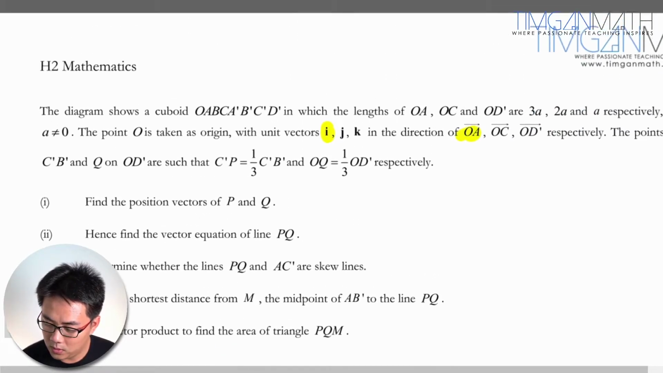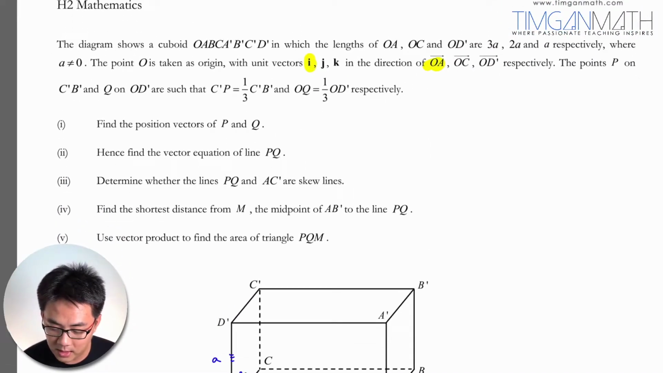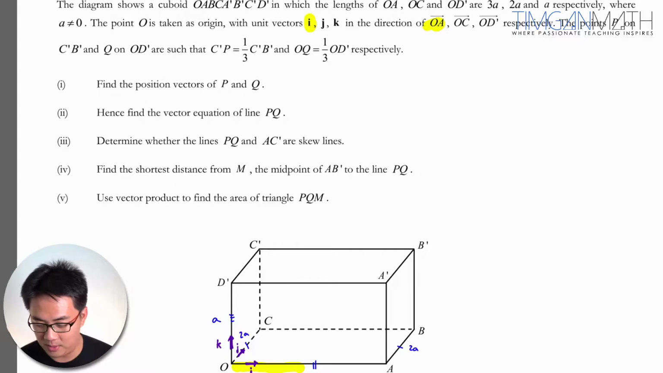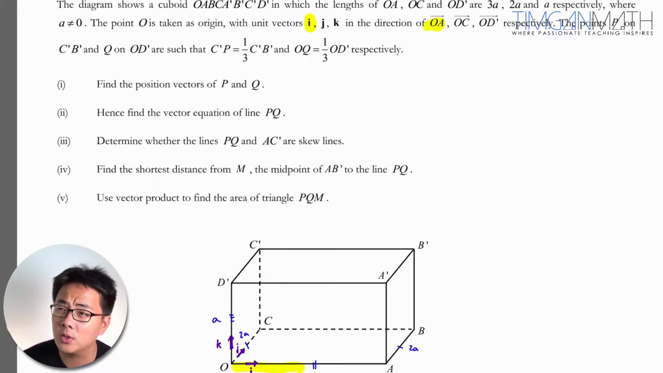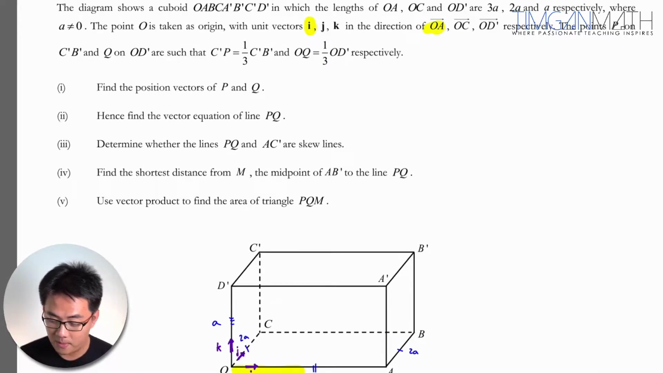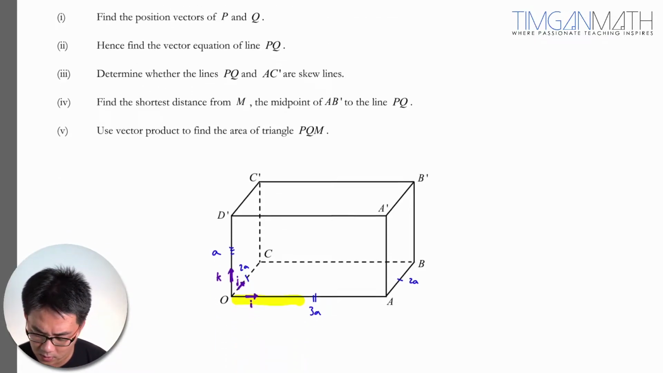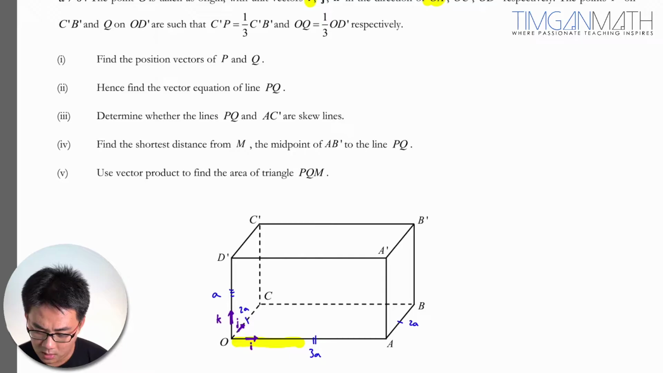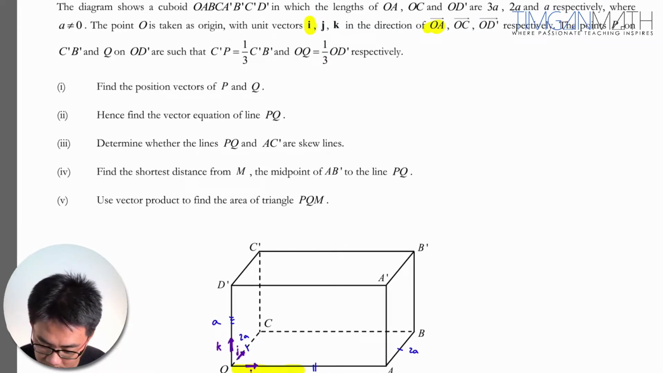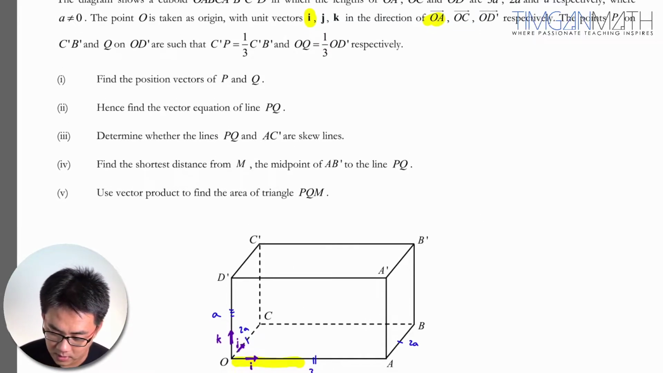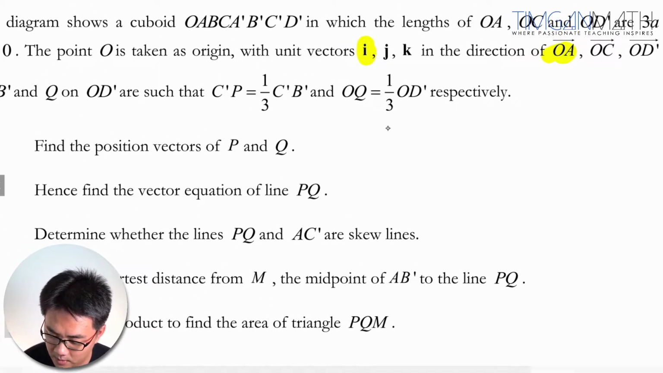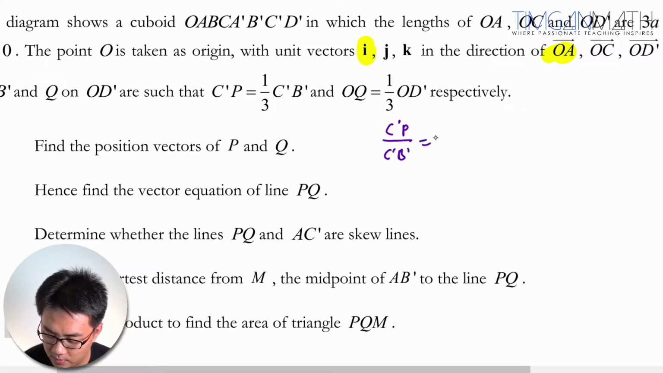Okay, so the points P on CB and Q on OD are such that CP and so on. So this is actually just a ratio. So should I label it? Okay, I'll label Q, CP prime, OQ, P on CB prime. So basically CP over C prime B prime is 1 to 3.